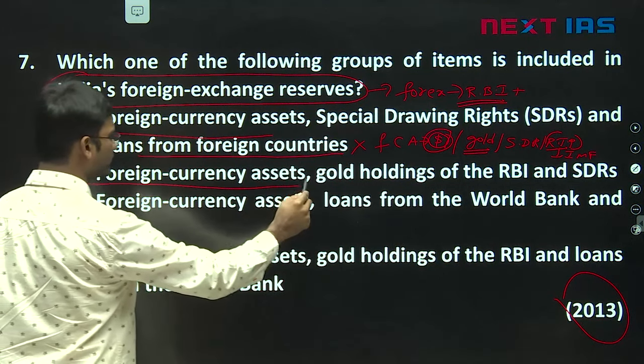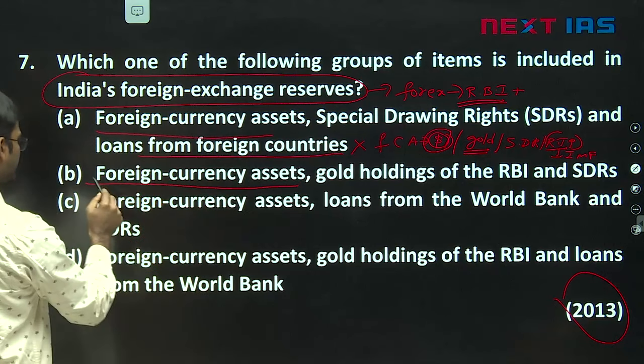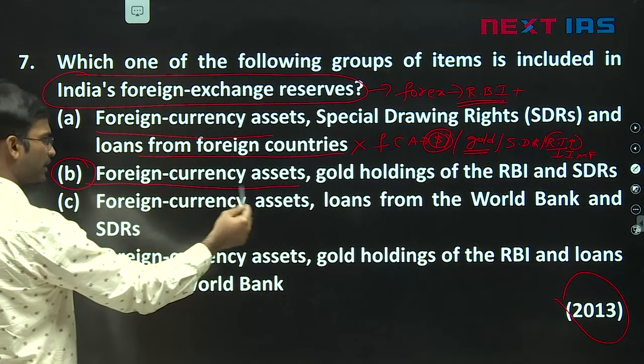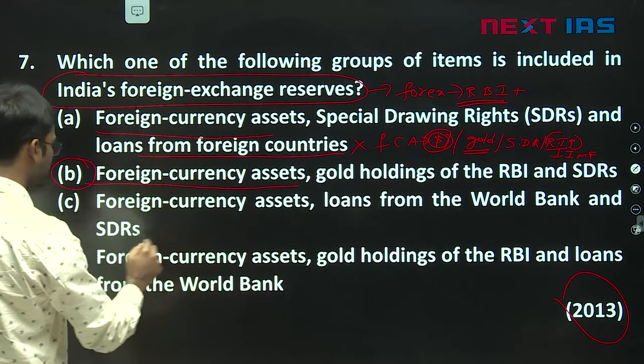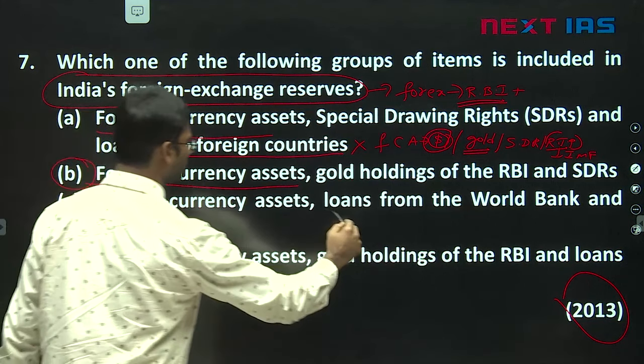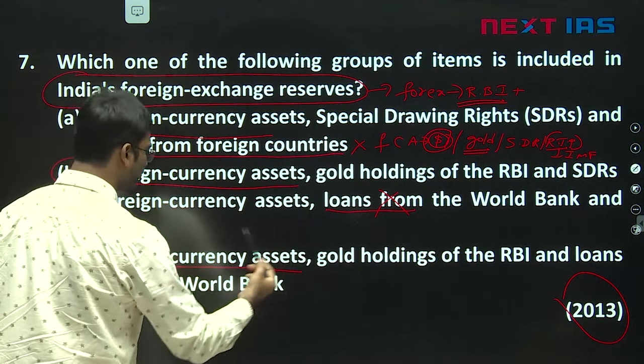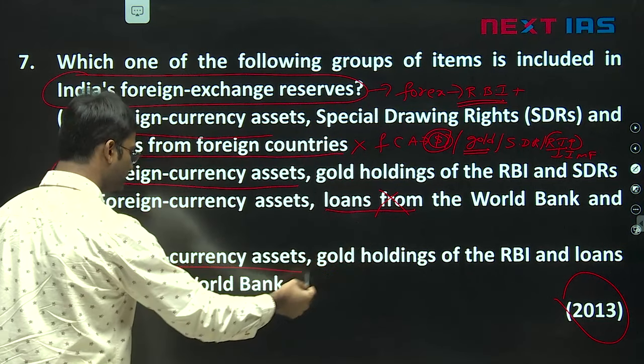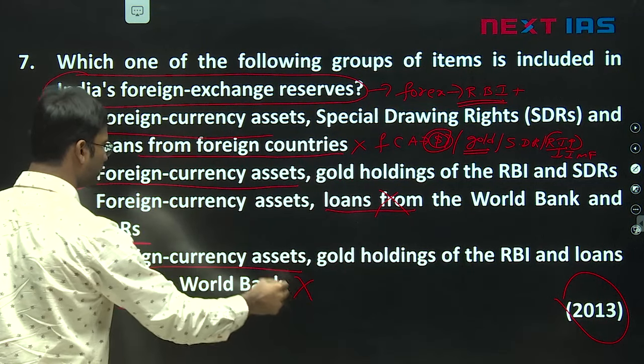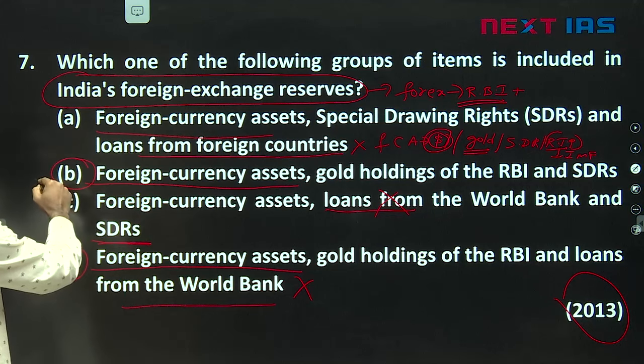Foreign currency assets, gold and SDRs, yes. Foreign currencies, loans from the World Bank, SDRs. This loan cannot be a forex. Foreign currency assets, gold holdings, loans, again a wrong statement. So the answer is B for Bombay here, B.